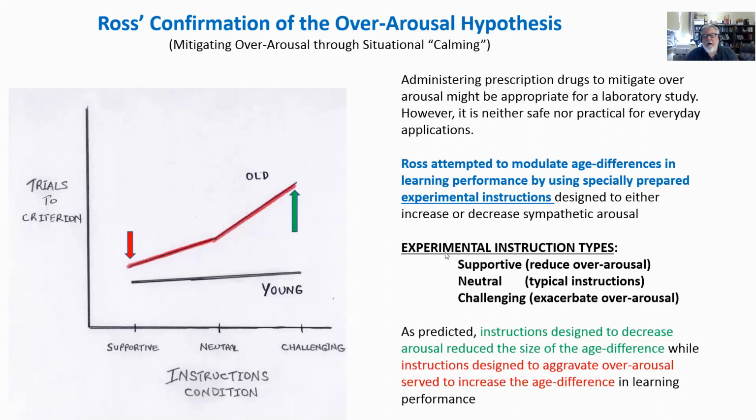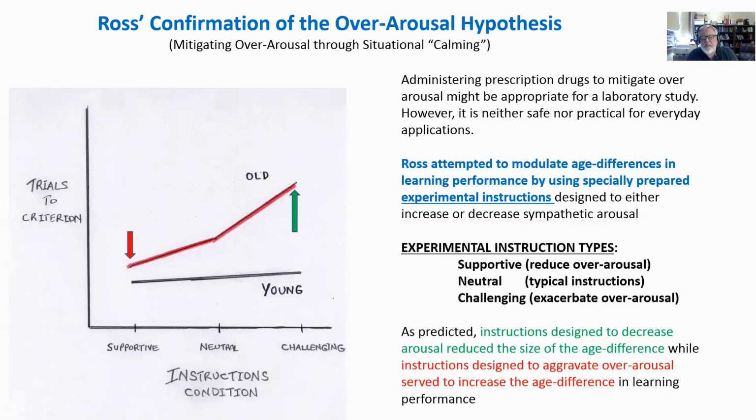In the three different conditions she looked at, there was either a supportive setting where the instructions were very calming, not highly evaluative, and put people at their ease, versus the typical neutral instructions we see in an experiment, and then throwing a little bit of gasoline on the fire of overarousal. Ross set up a situation that was very challenging, and those instructions and the setting were designed to exacerbate any overarousal that might exist in the older population.